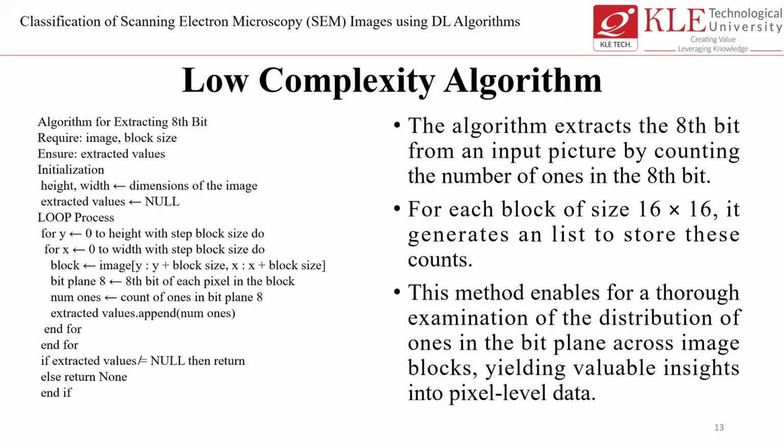In the low complexity algorithm, the first step is extracting the 8th bit. We have grayscale images, as we already saw, and the 8th bit plane, which is the most significant bit, contributes the most to the appearance of the image. It has all the predominant features of the image. So we calculate the number of ones present in this most significant bit plane and store it as a feature.